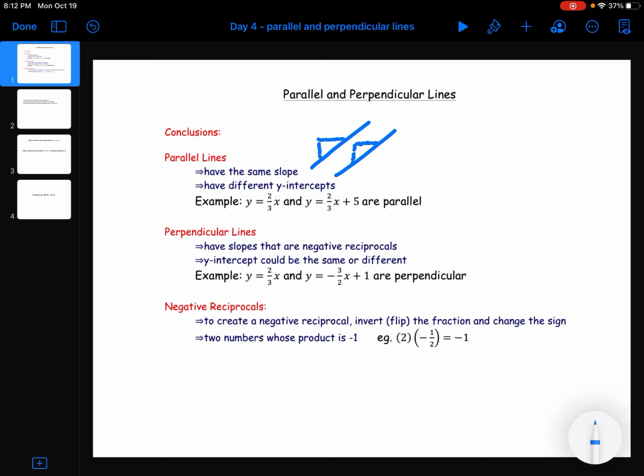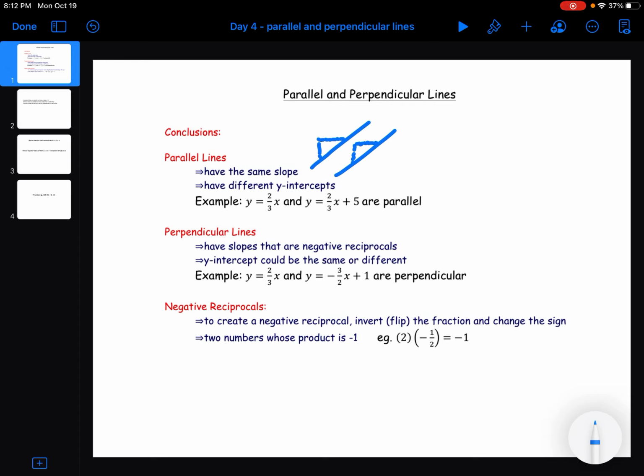If one goes through a y-intercept of, say, 4, the other one can't. Otherwise, they wouldn't be parallel lines. They would be intersecting lines. Perpendicular lines have slopes that are what's called negative reciprocals.